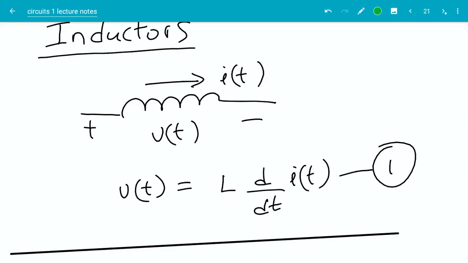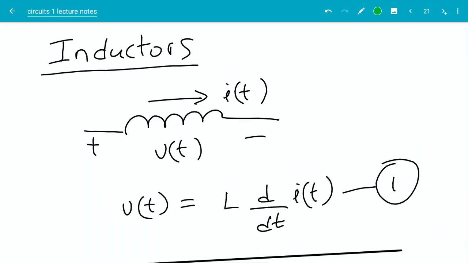Hello, everybody. So let's talk about inductors. As usual, if you want to do circuit analysis with a certain component, all you need to know about that component is the relationship between voltage and the current.